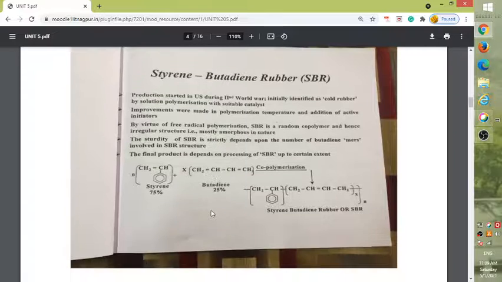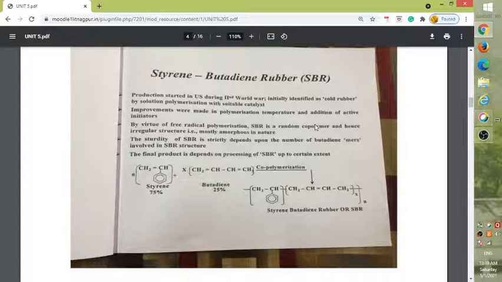Styrene butadiene rubber. Production started in the US during the Second World War. Initially identified as cold rubber by solution polymerization with suitable catalyst. So the Second World War was between the Nazis and the Allied forces. So the Allied forces were demanding weapons from the US. So the US was constantly improving, inventing new things. So they invented the cold rubber by solution polymerization with suitable catalyst. So that was the initial beginning of the SBR.